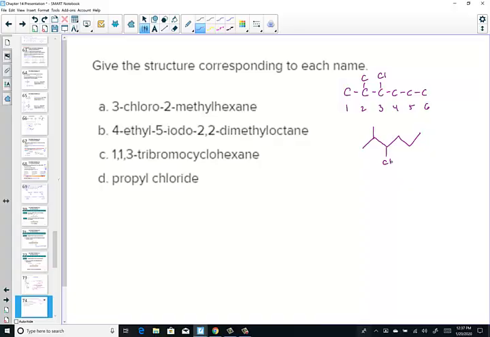We have an octane dimethyl. All right, so I'm going to draw 8 carbons. There's 8 carbons. Let me just number those. Let's see, at carbon 4, we have an ethyl group. At carbon 5 is an iodo group. At carbon 2, we have methyls.